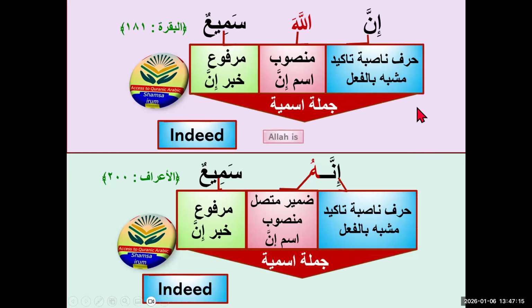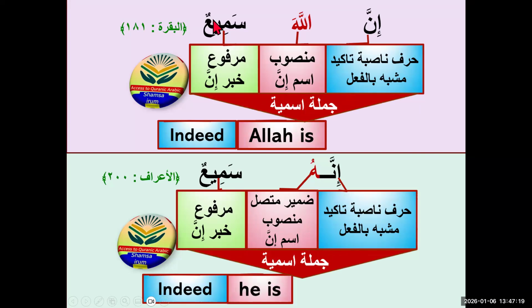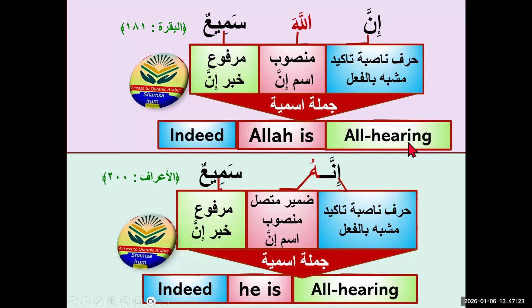Allah means Allah. Hu dhamir means he is. Sami'un means all hearing. I didn't say only hearing, I said all hearing. Why? Because it's a pattern of fa'il. When any word comes on the pattern of fa'il, you have to exaggerate it. Don't say only hearing, say all hearing.